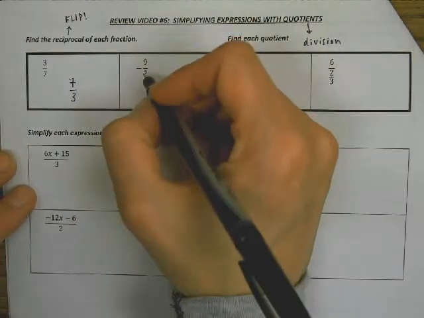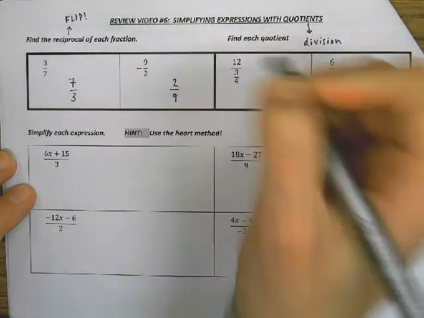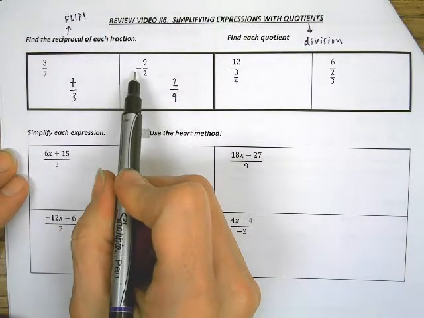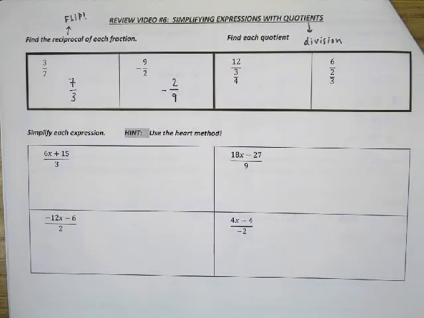For the second one, again, I have the same idea. I'm flipping the numerator and denominator, so it becomes 2/9. Now I have to be careful. If this was a negative, my reciprocal stays negative. That sign does not change.